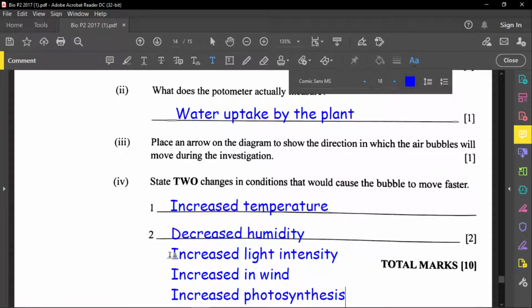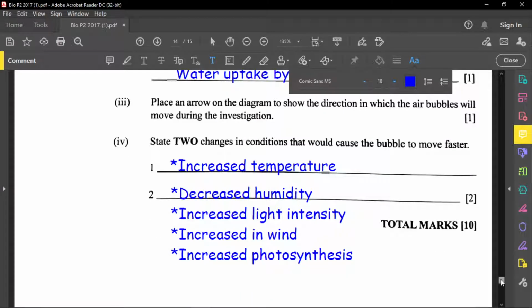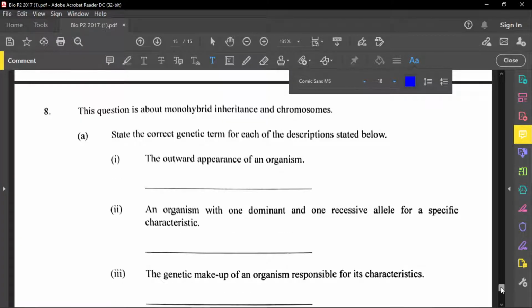All right, so all of those will cause the bubble to move faster. Let me just put an asterisk so you see them separately. Those will be your possible choices. Anything that causes water to go fast in the plant is a factor. Hopefully you understand that. Let's move on to our final question and we're out of here.